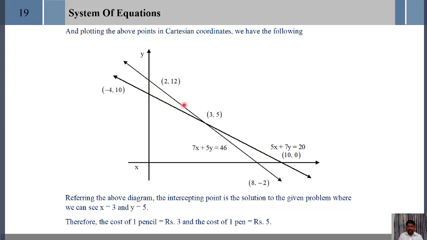So this is the straight line of the equation 5x plus 7y equal to 50, and this is the straight line of 7x plus 5y equal to 46. Now the intersecting point between these two straight lines will be our solution. That is the required solution, the values of x and y, the values of pencil and pen. Referring to the above diagram, the intersecting point is the solution to the given problem, where we can see x equal to 3 and y equal to 5. Therefore, the cost of one pencil is rupees 3 and the cost of one pen is rupees 5.